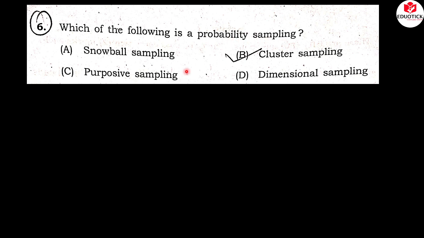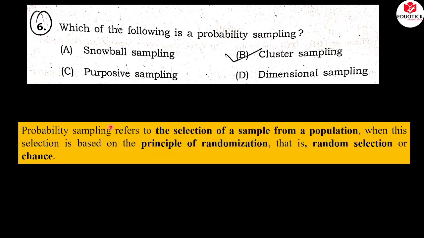So what is probability sampling? Probability sampling refers to the selection of a sample from a population. मतलब हम जब एक कुछ सैंपल सिलेक्ट करेंगे from a population, then it is known as probability sampling. And if the selection process will be based on principle of randomization, then it is known as random selection or chance.